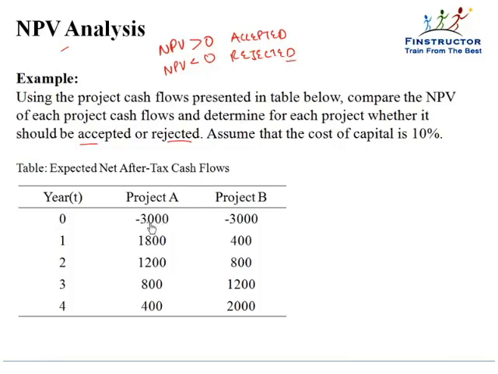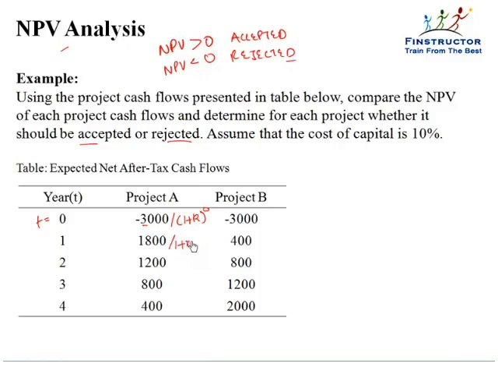Now for project A, there is an initial cash outlay of $3,000 that is made at t equal to 0. And from the first year onwards, we start getting in our positive cash flows, 1,800 in the first year, 1,200 in the second, so on and so forth. So the cash flow at t equal to 0 will remain the same, or it will be discounted back by 1 plus the cost of equity to the power 0.